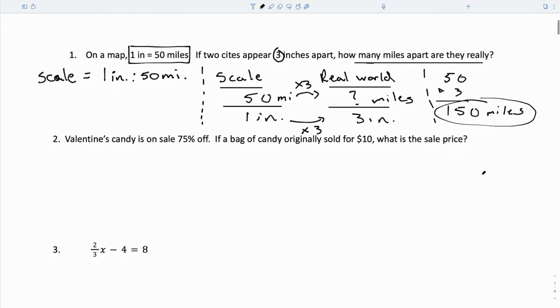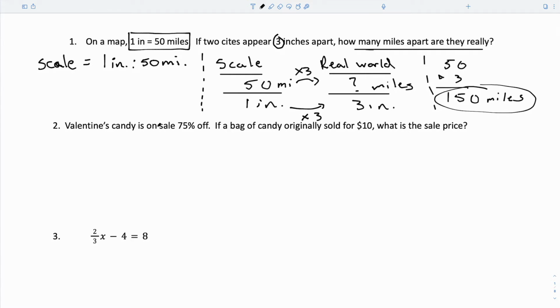Number 2 is a little bit of a percent review. Valentine's candy is on sale, 75% off. What is the sale price? It originally sold for $10, so we're looking for the new price. This is just a regular percent problem.